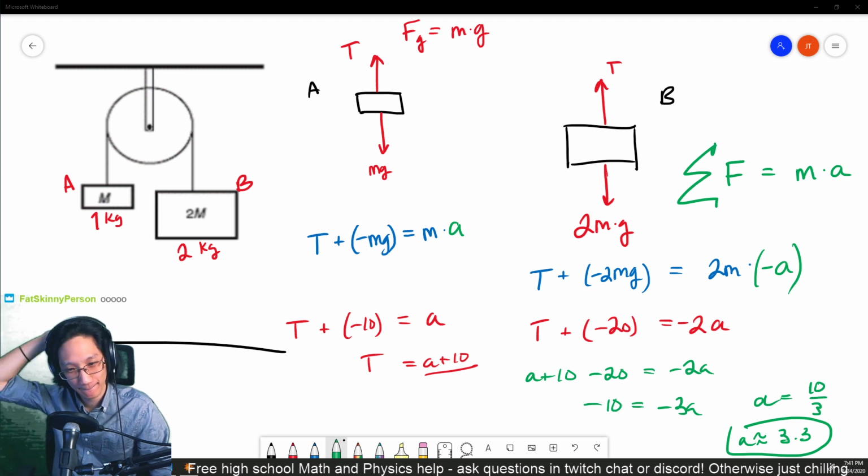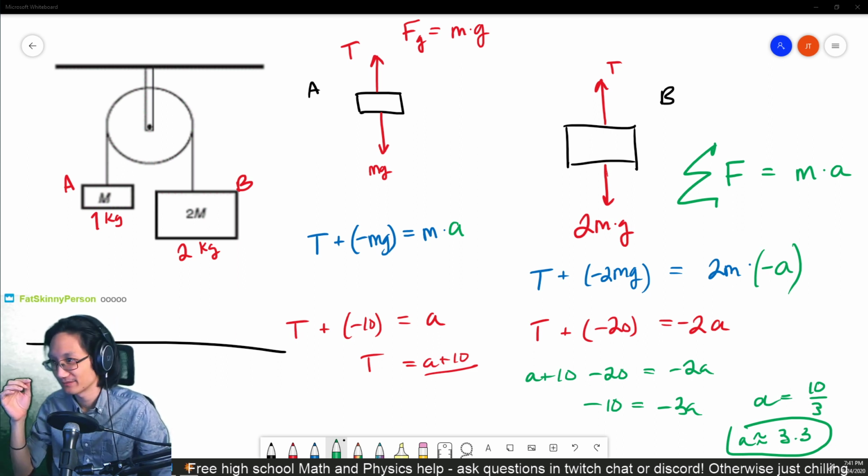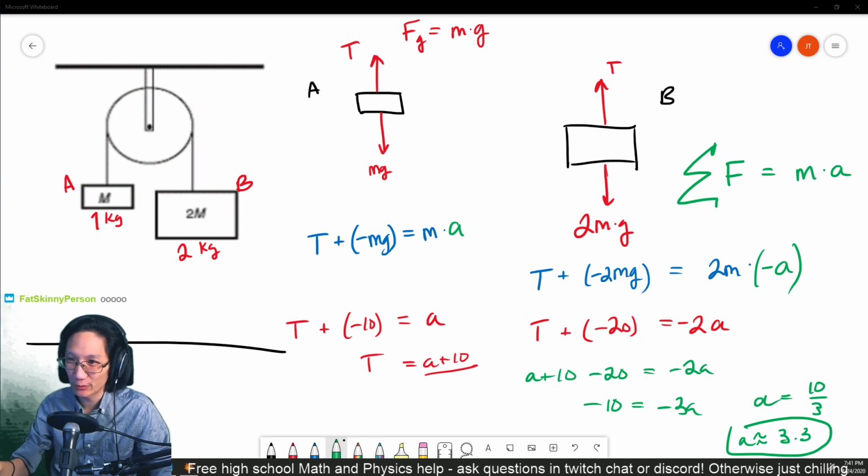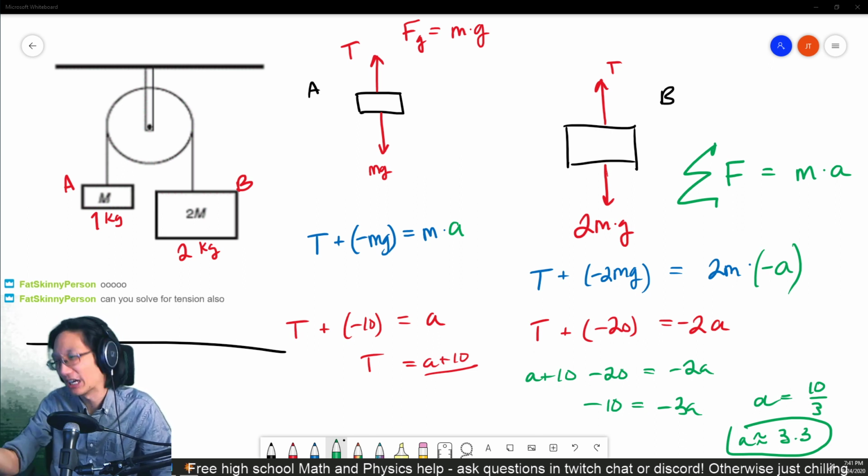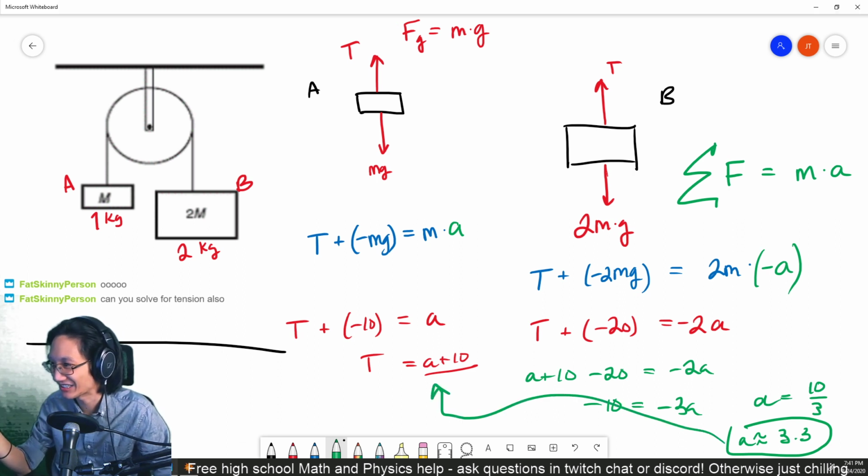Let me recap real quick. The long way was to think about every individual object. You could plug back in and solve for tension. So it's really easy, right? You just, right here, plug in A equals 3.3. 3.3 plus 10 is 13.3.